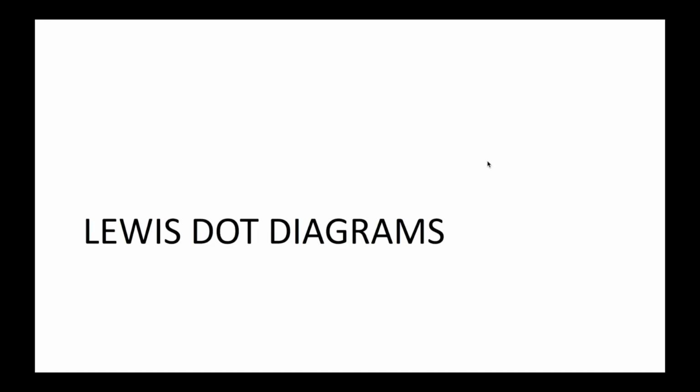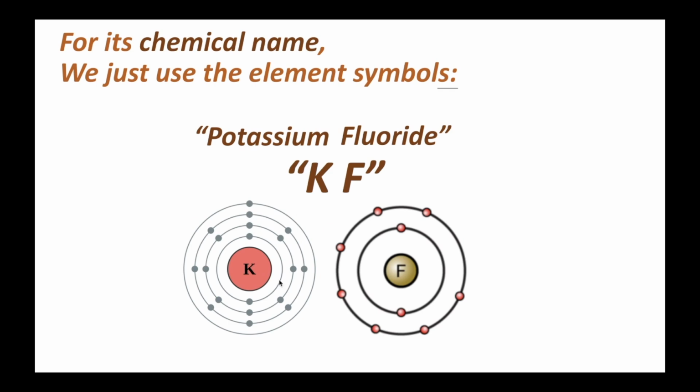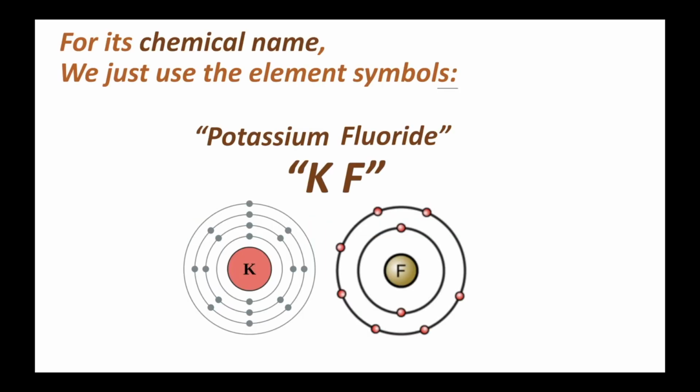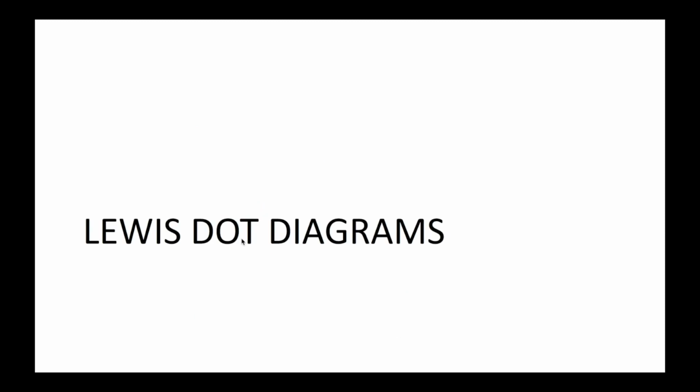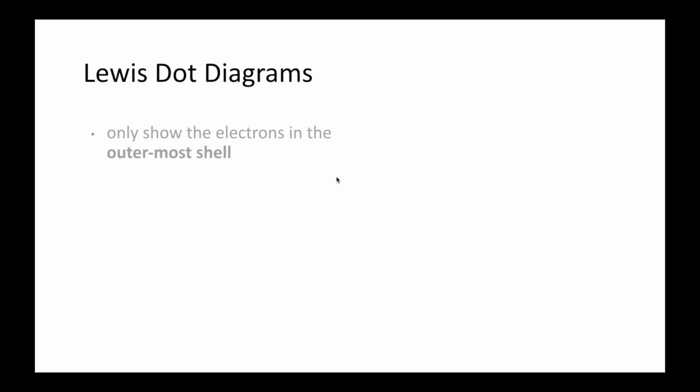Let's talk about something called Lewis dot diagrams. If I go back to this last slide, every time you draw an ionic compound, it's annoying that you have to draw all of this stuff. Like, it's a pretty extensive diagram to have to draw. So we have a simpler diagram called a Lewis dot diagram. Remember, this is called a Bohr-Rutherford diagram, but a Lewis dot diagram is much simpler.